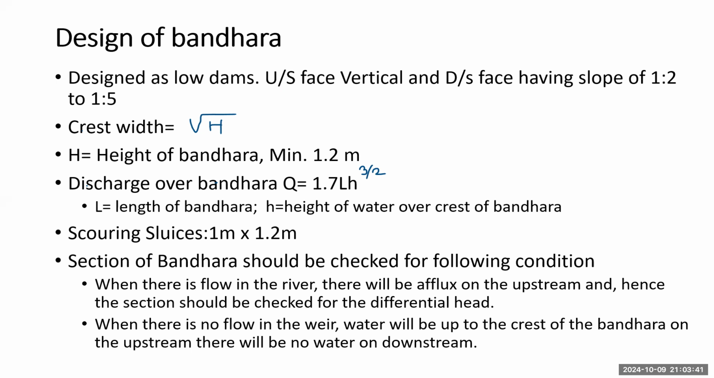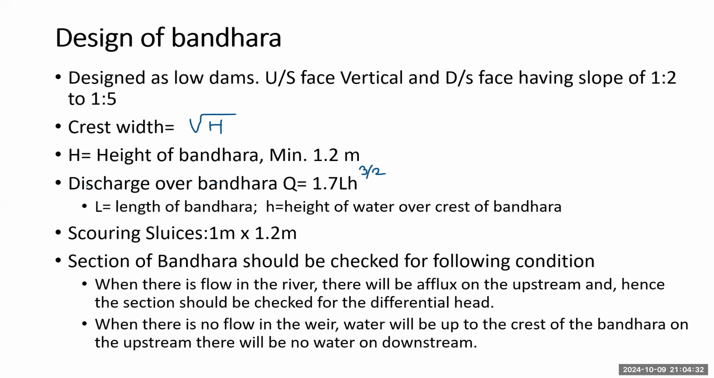One condition is when there is flow in the river. When there is flow in the river, there will be a afflux, which means the raised water level in the river on the upstream side. Hence, the section should be checked for differential head. This Bandhara is an overflow type of structure. In the percolation tank, we discussed the earthen embankment, which is a non-overflow type of structure where water is not allowed to overflow the embankment. But this Bandhara is an overflow type of structure, so there is a differential head that changes with time. That is the first condition.